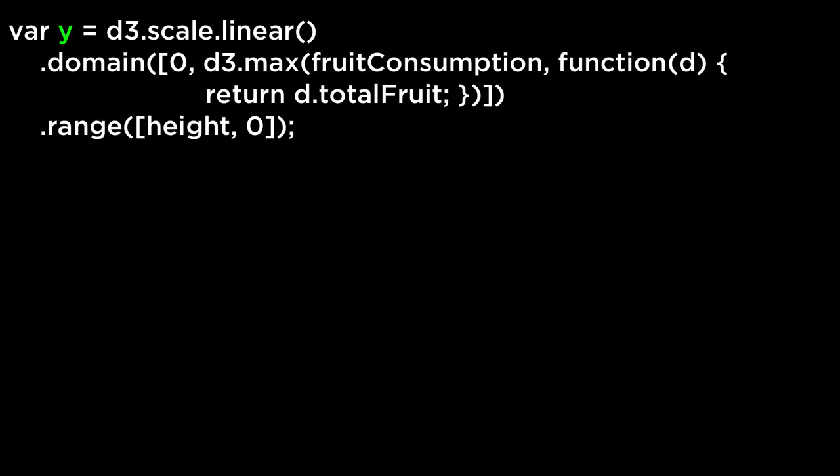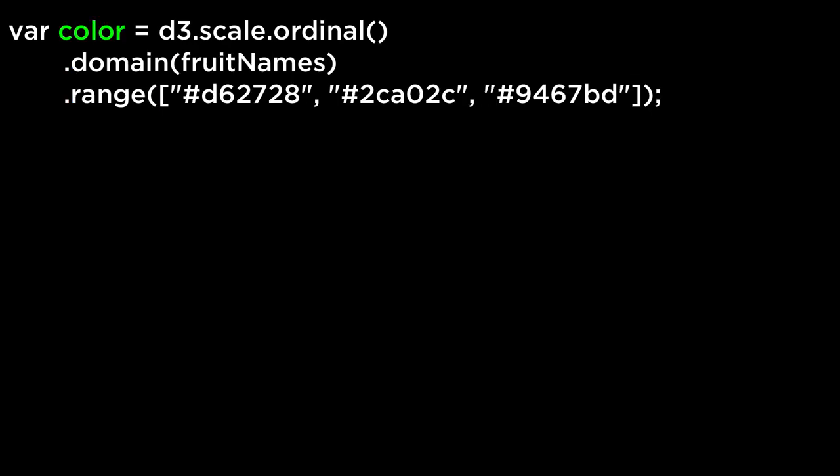Next, we define the Y scale as a D3 linear scale. The domain goes from 0 to the max number of fruits consumed per season. We use the d3.max operator to return the max total fruit consumption per season using the accessor function we define. The range of the domain is defined backwards, as the SVG coordinate space has its origin coordinate at the top left and the y-axis coordinates get bigger towards the bottom of the screen. Next, we define the color ordinal scale we will use. The domain of this ordinal scale is the name of the fruits. The range is an array of 3 hard-coded HTML colors.